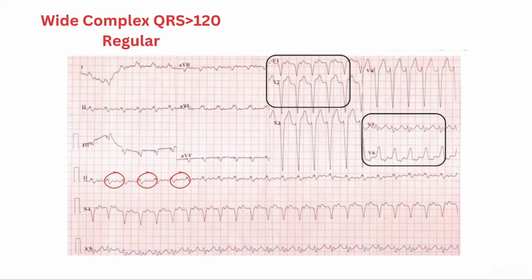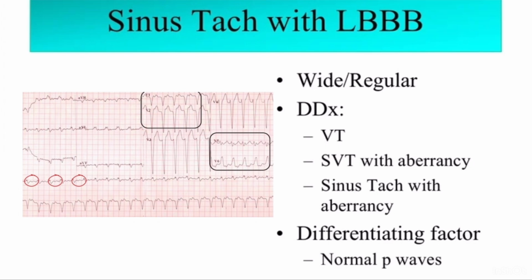The 3 differentials are 1. Sinus tachycardia with aberrancy. 2. Ventricular tachycardia. 3. Supraventricular tachycardia with bundle branch block. Final diagnosis. Sinus tachycardia with aberrancy, confirmed by normal P waves.